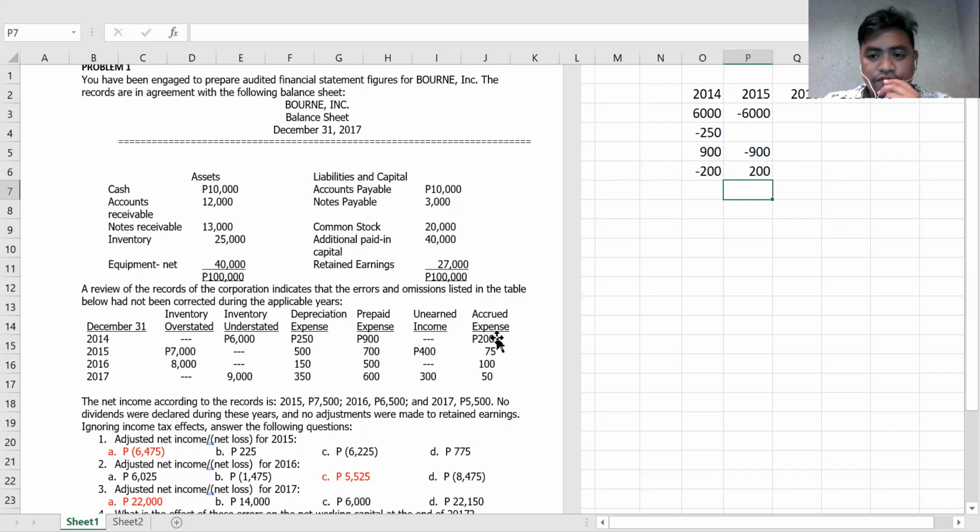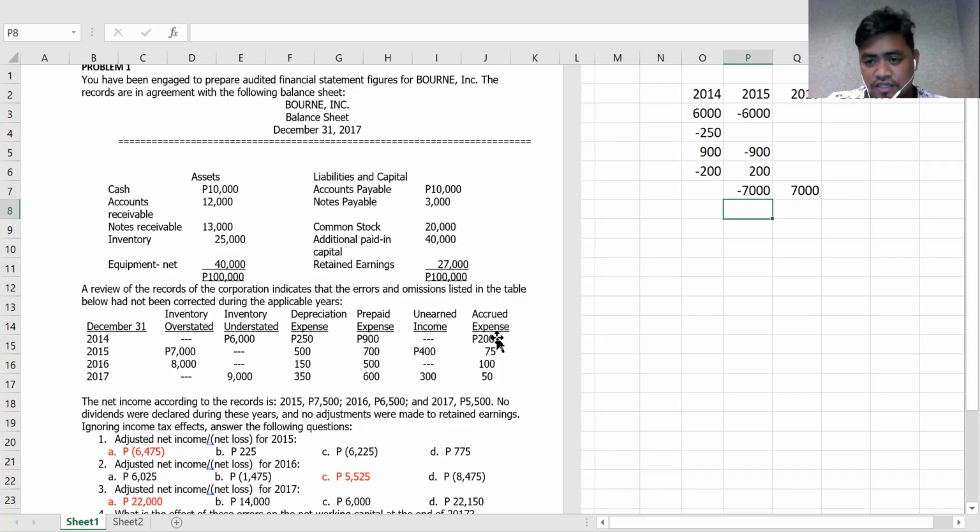Next would be the error for 2015. Ending inventory is overstated. If ending inventory is overstated, COGS is understated, so your net income is overstated by 7,000. Since this is counterbalancing, it has an effect on the 2016 net income. Okay, 7,000.